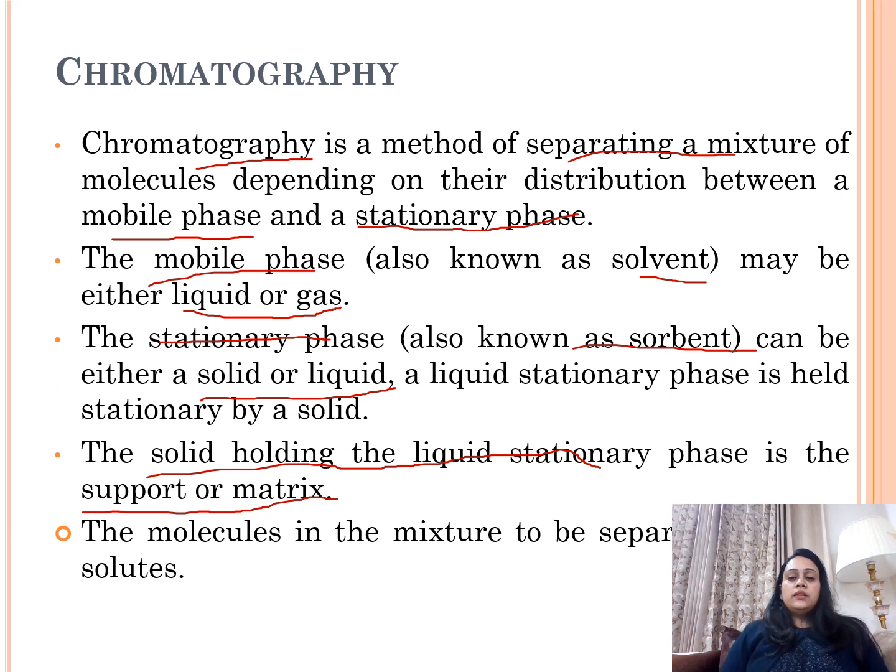Generally, when we use TLC, thin layer chromatography, we use a solid support on which we load silica slurry. So that acts as a solid or matrix. Then the molecules in the mixture to be separated. This is what we need in the chromatography technique.